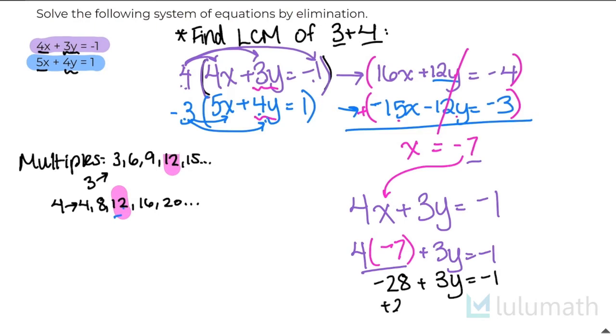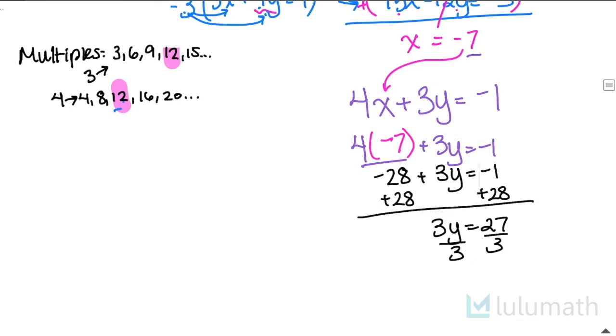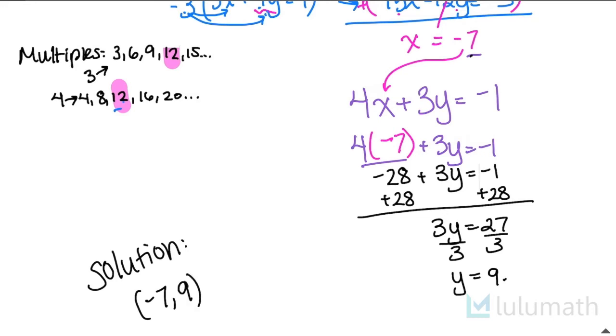Add the 28 to both sides, and I end up getting 3y equals 27. Divide by 3, and I end up getting my answer for y, which is y equals 9. So therefore, my solution, my final answer, is going to be x equals negative 7, y equals 9, and I'm all set with this problem.